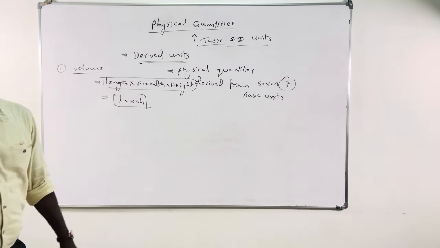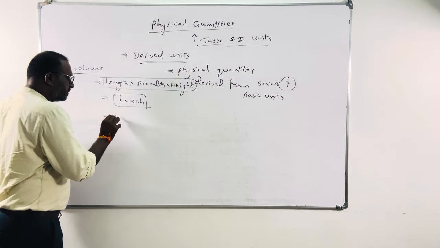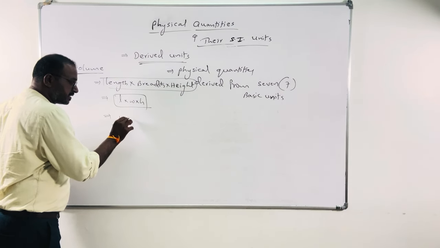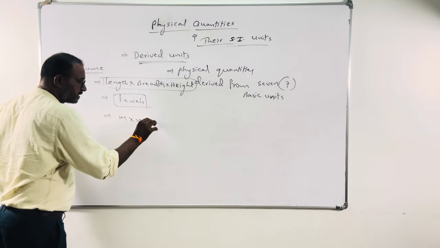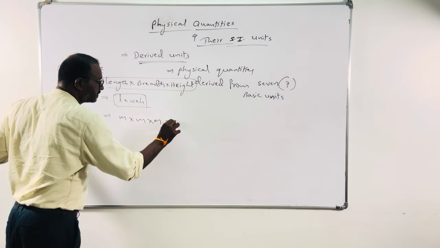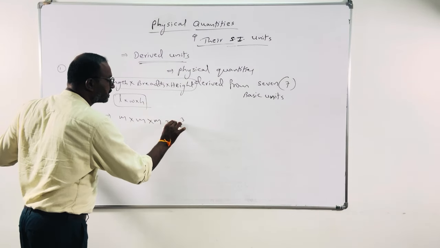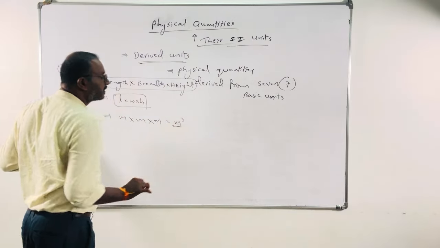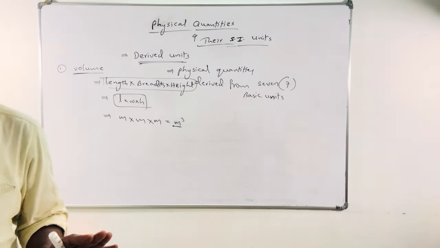In some books it will be written as W. Generally, length will be measured according to SI units. Length will be measured in meters, breadth also in meters, height also in meters. So it will be m cube. Meter cube is the SI unit for measuring the volume of a substance.